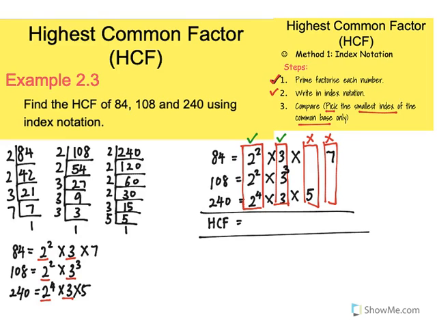In this case, we have 2 to the power of 2, or 2 squared. And for 3, the lowest index would be 1, so this would just be 3. Therefore, the answer for this question would be just 12.